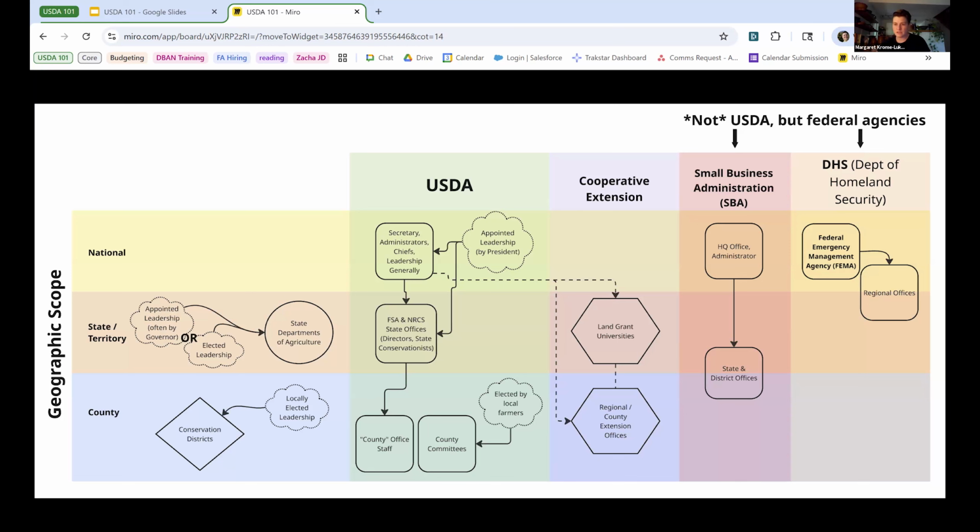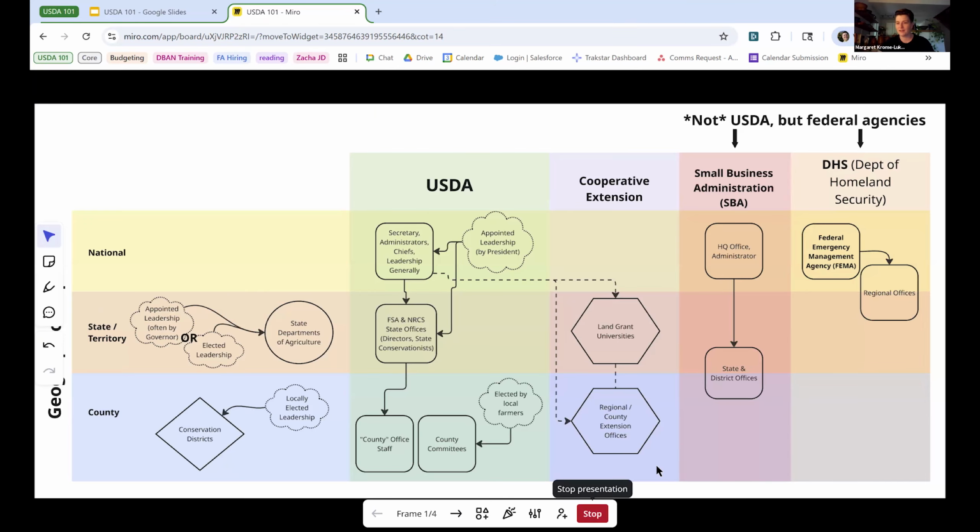There's also some local decision making at the county level called county committees. Stephen, I think you're going to talk a little bit more about that part of things. That's the high level view of the different geographic scopes at which USDA operates. We'll get into the organization chart after Stephen has shared a little bit about the history of USDA and how it got that way. Yeah, I'll pass it over to you.